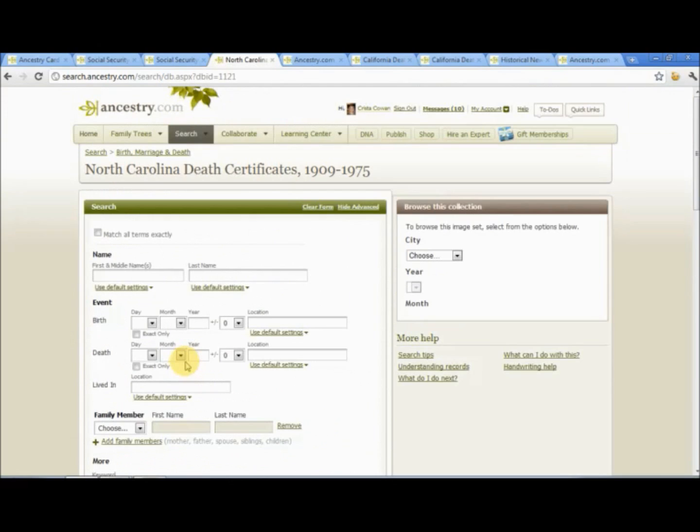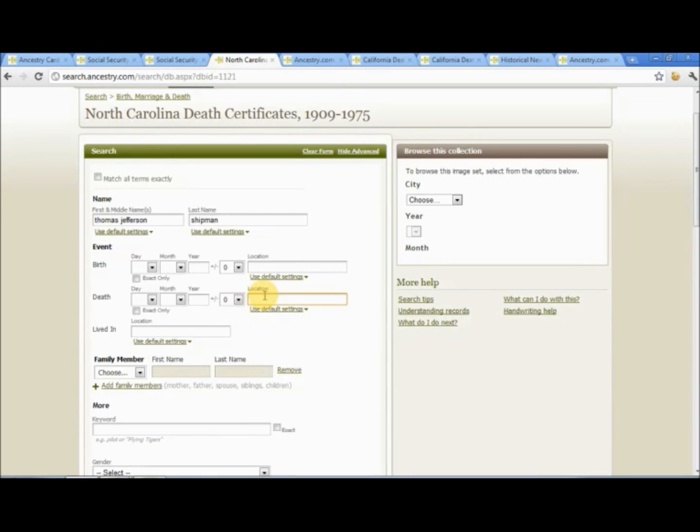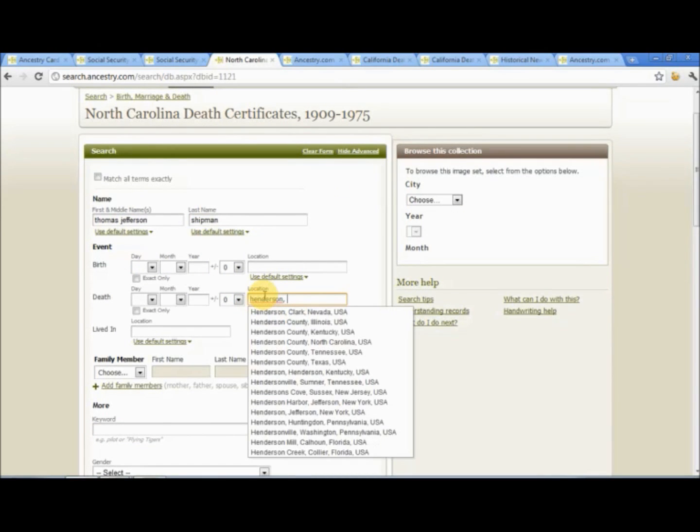Now, we're going to search this North Carolina death certificates database for a cousin of mine. I've been trying to verify some information about him and his family. All I'm going to plug in is his name, and the fact that I'm pretty sure that he died in Henderson County, North Carolina.